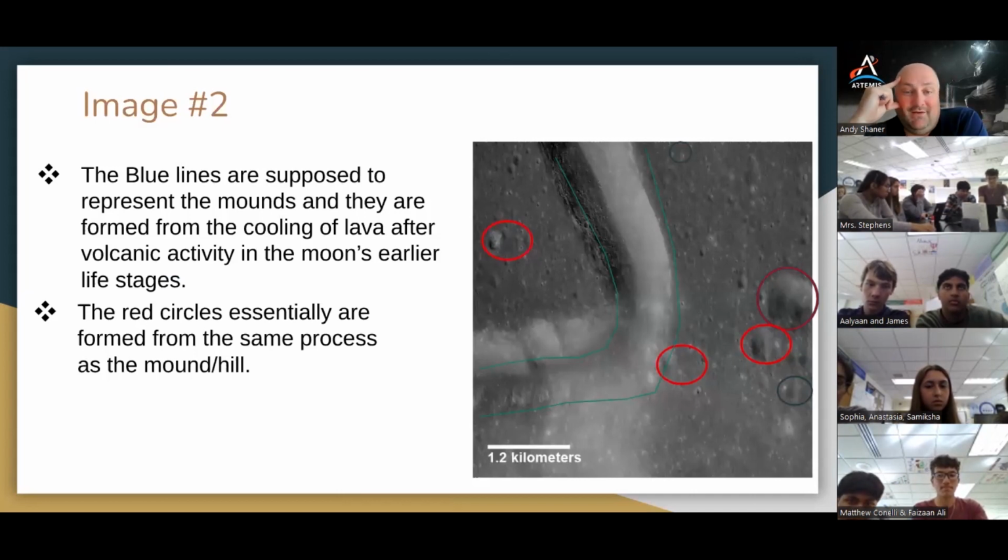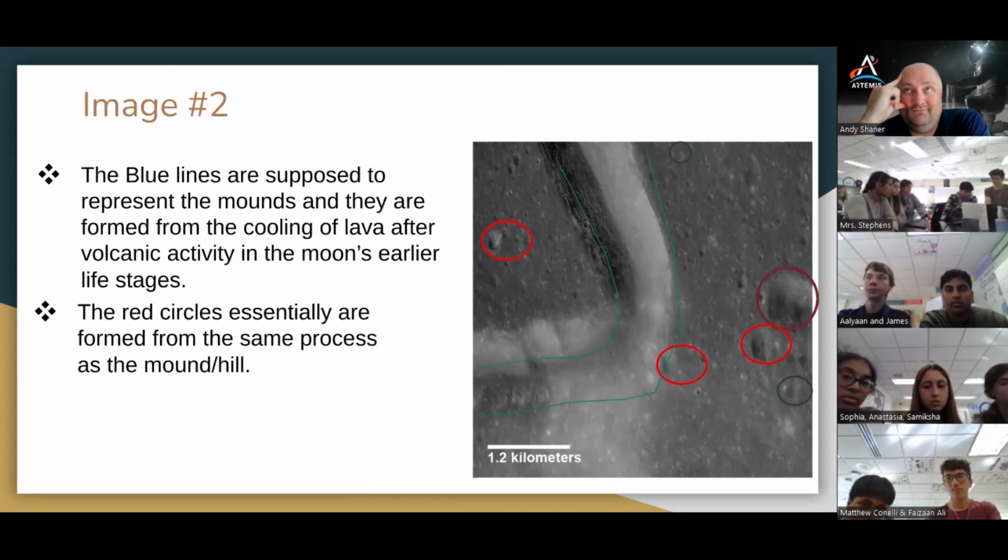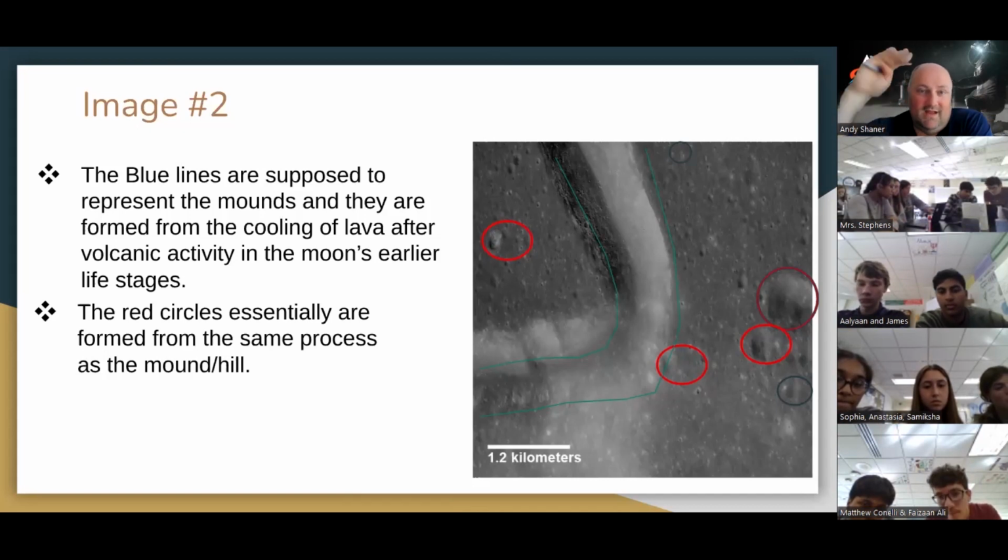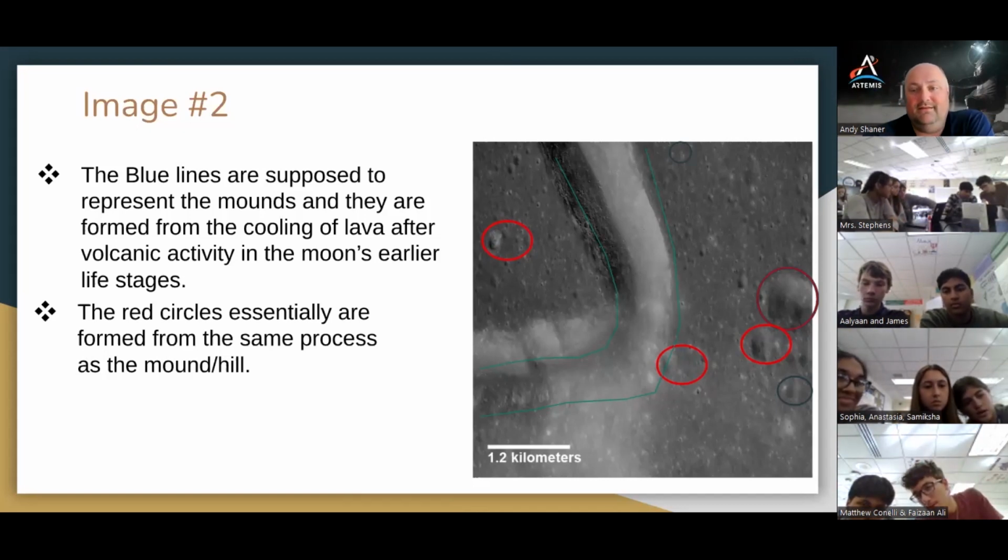So this is not a mound. This is a rill. This is part of a rill, so it's a depression in the ground. It's a vacant or an old lava channel, a lava tube that the top of it then collapsed at some point after the lava was running through it.